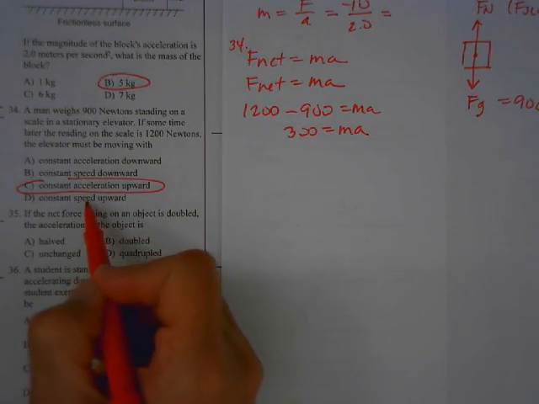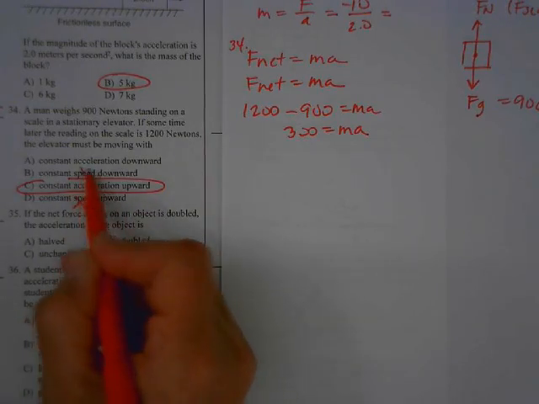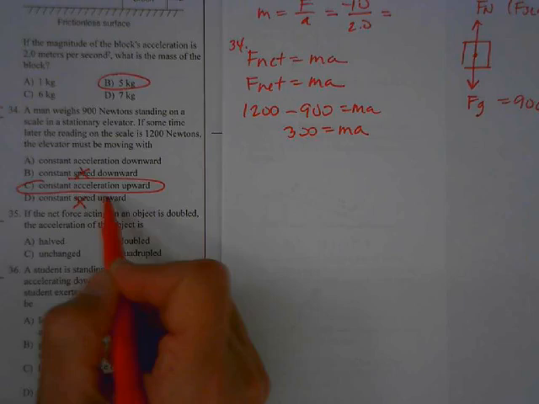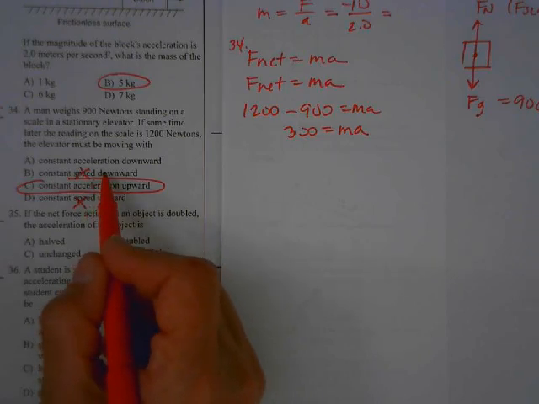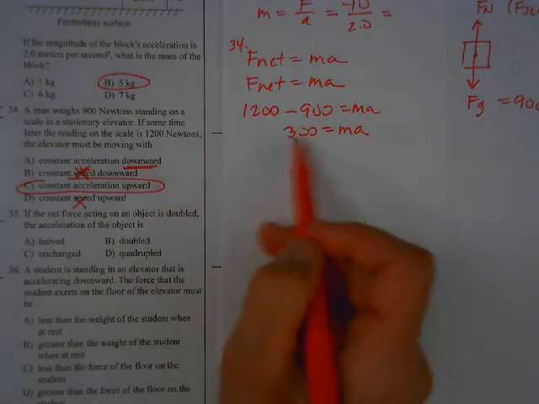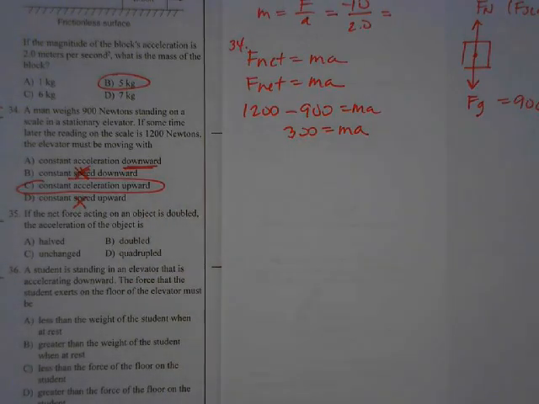He's not moving at a constant speed, because if he's moving at a constant speed, there's not another force. When you're moving at a constant speed, the reading on the scale is going to be exactly the same as if it's not moving. So you're going to cross these off. If he was moving down, I would have a negative acceleration, which I'm not getting.